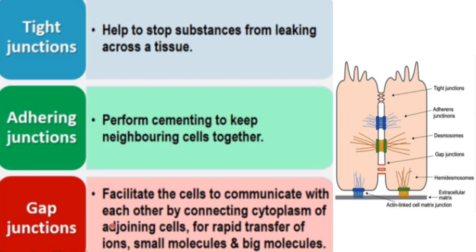Okay, so it facilitates the cells to communicate with each other by connecting the cytoplasm of adjoining cells for rapid transfer of ions, small molecules and big molecules. So through gap junctions, all these substances can be transferred from one cell to another cell. So these are three main types of junctions found between adjacent cells.